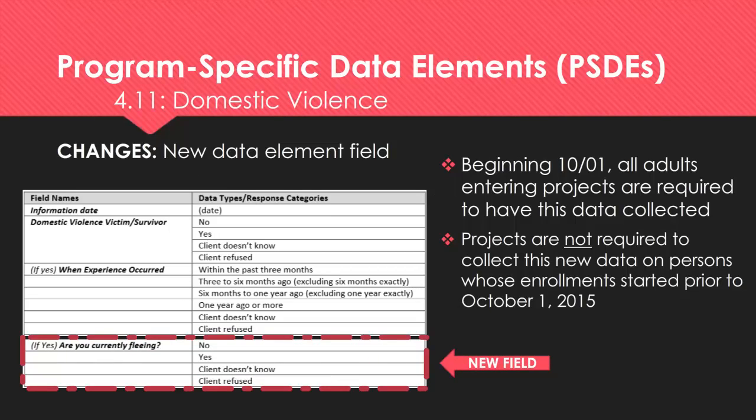Element 4.11 is domestic violence. In addition to the questions about whether the client is a victim and about when the experience occurred, there is a new field, the question, are you currently fleeing? Beginning October 1st, all adults entering projects are required to have this data collected. Projects are not required to collect this new data on persons whose enrollments started prior to October 1, 2015.